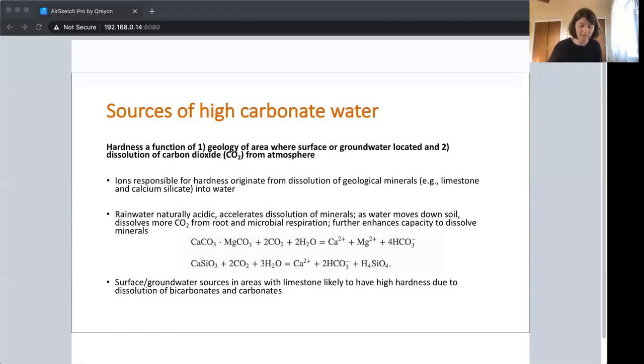So we have here as an example, calcium carbonate. If it's interacting with CO2 and water, you have the release of these calcium and magnesium ions and the release as well of your bicarbonate, okay? And so surface and groundwater sources in areas with limestone are likely to have high hardness due to the dissolution of these bicarbonates and carbonates, okay?